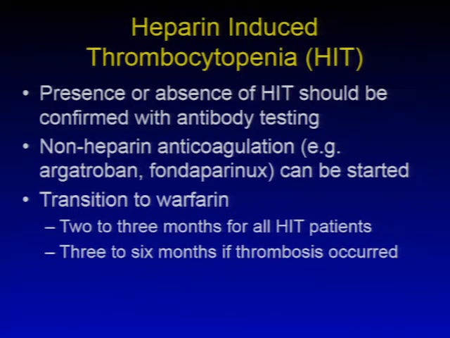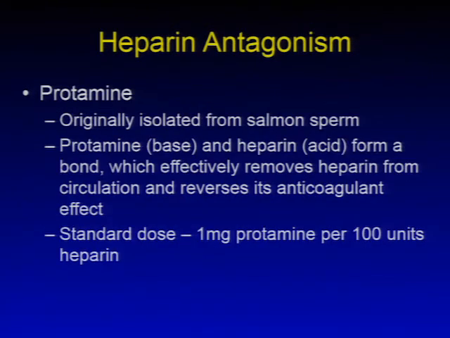And you also need to keep in mind that the reason the heparin was used in the first place, for whatever pathology was present, may still be present. Another reason for that transition to warfarin. Now, how do we antagonize heparin? Well, protamine is used. This was originally isolated from salmon sperm, and very simply, it's a base. Heparin is an acid. They form a bond, and very nicely, the heparin is removed effectively from circulation, and its anticoagulant effect is no longer present.